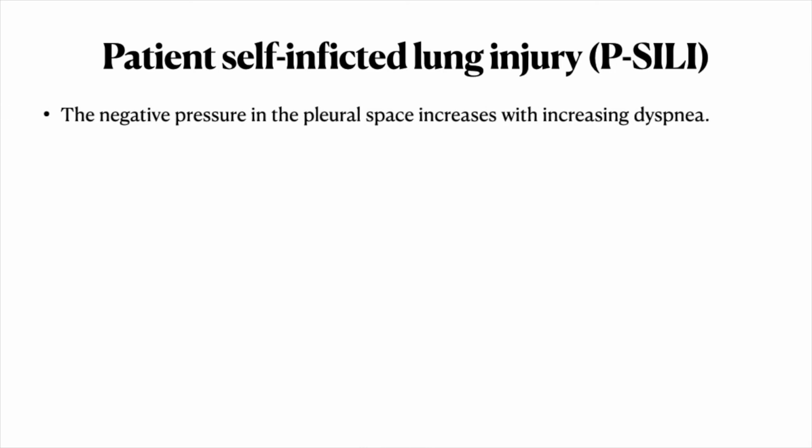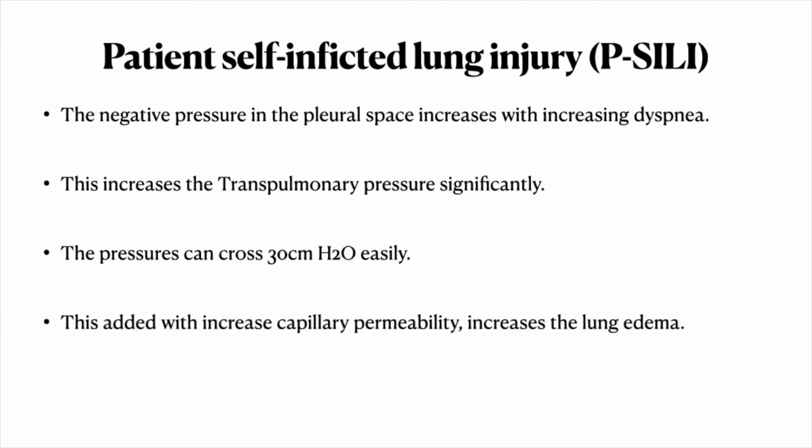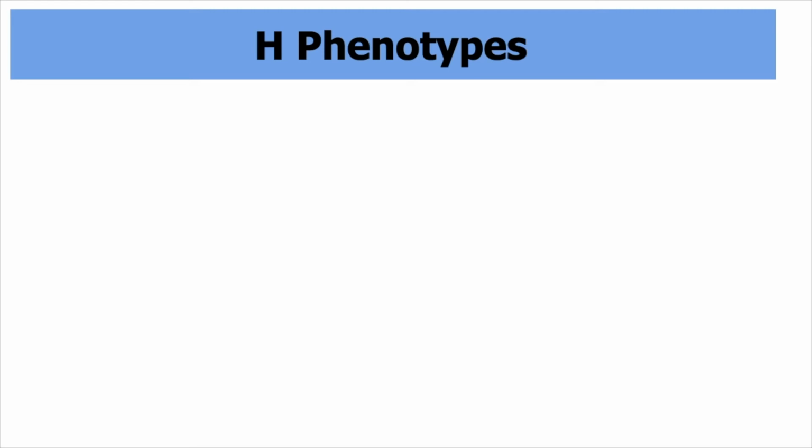The concept is a negative pressure in the pleural space increases with increasing dyspnea. This increases the transpulmonary pressure quite significantly. At times, this pressure can go more than 30 centimeters of water quite easily. This, added with the increased capillary permeability, increases the lung edema. So, resulting in further accumulation of the inflammatory material in the alveolus and converting the disease process to what is called the H phenotype.